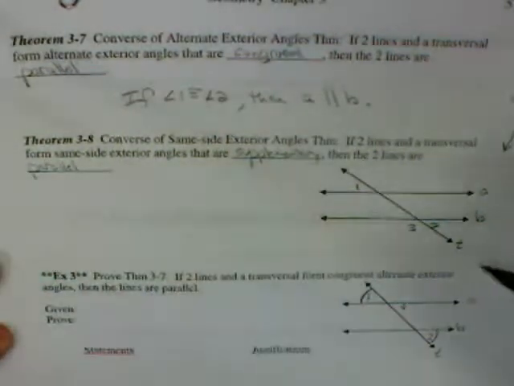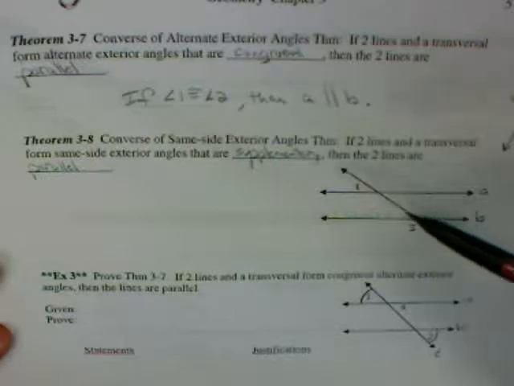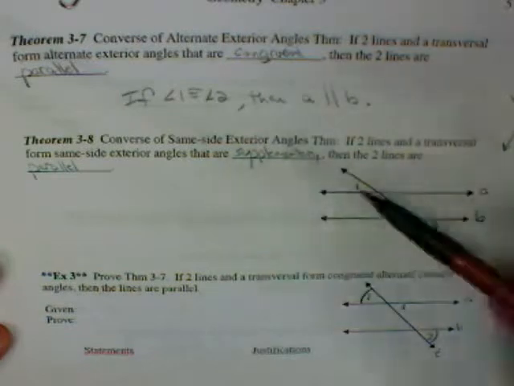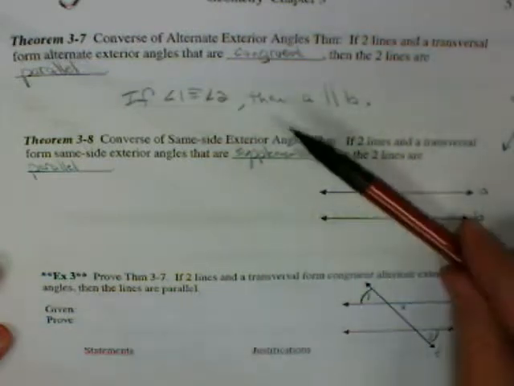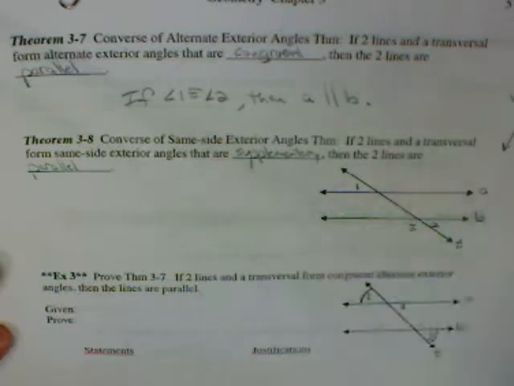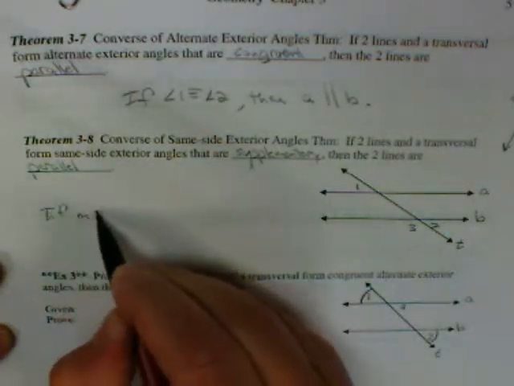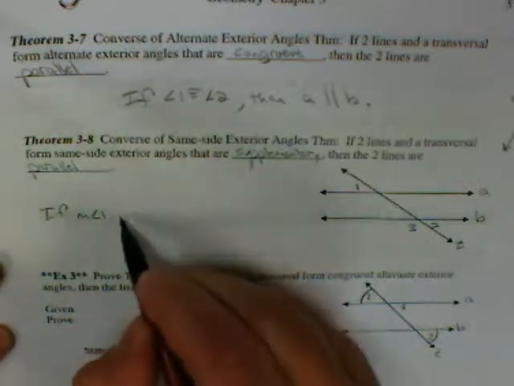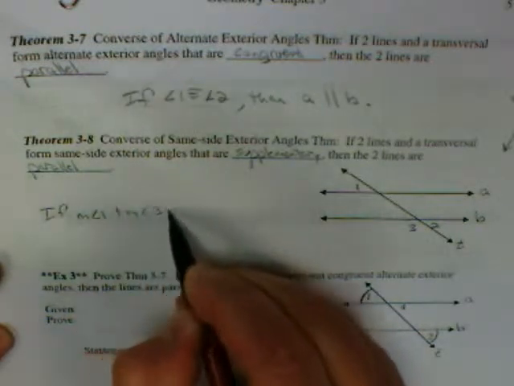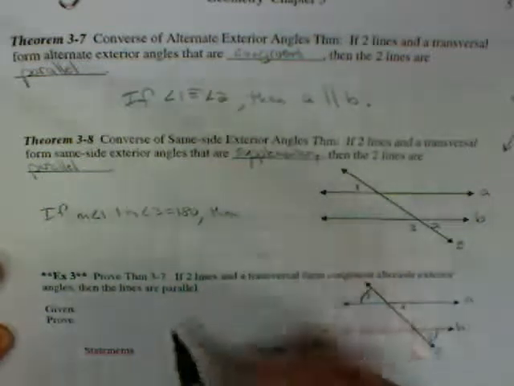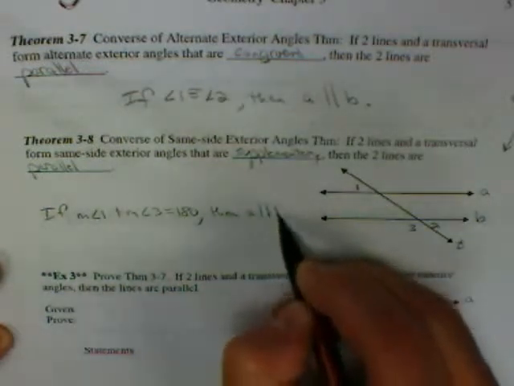And when you're looking at our diagram, 1 and 3 are same side exterior angles. They're exterior because they are outside lines A and B, and they are same side because they are on the same side of the transversal. So we can say that if the measure of angle 1 plus the measure of angle 3 equals 180, then A has to be parallel to B.